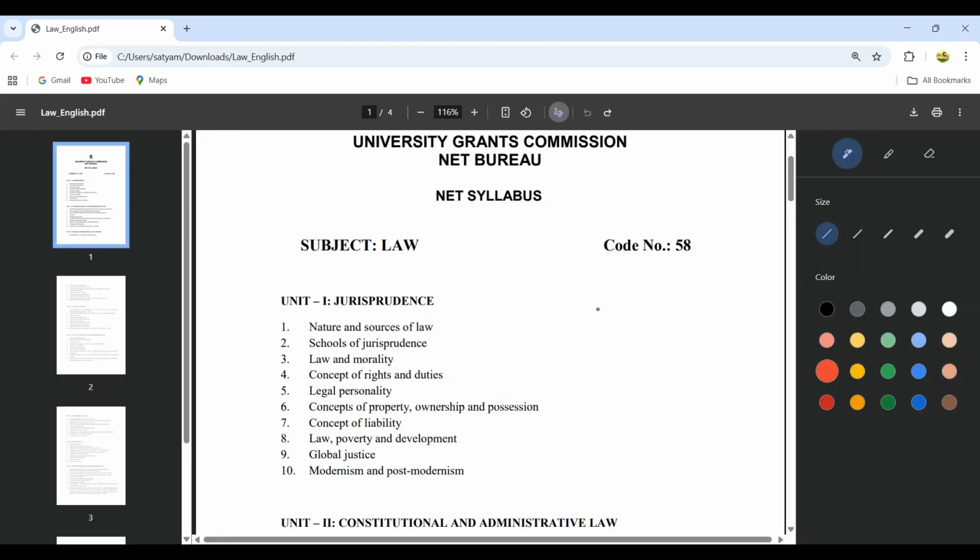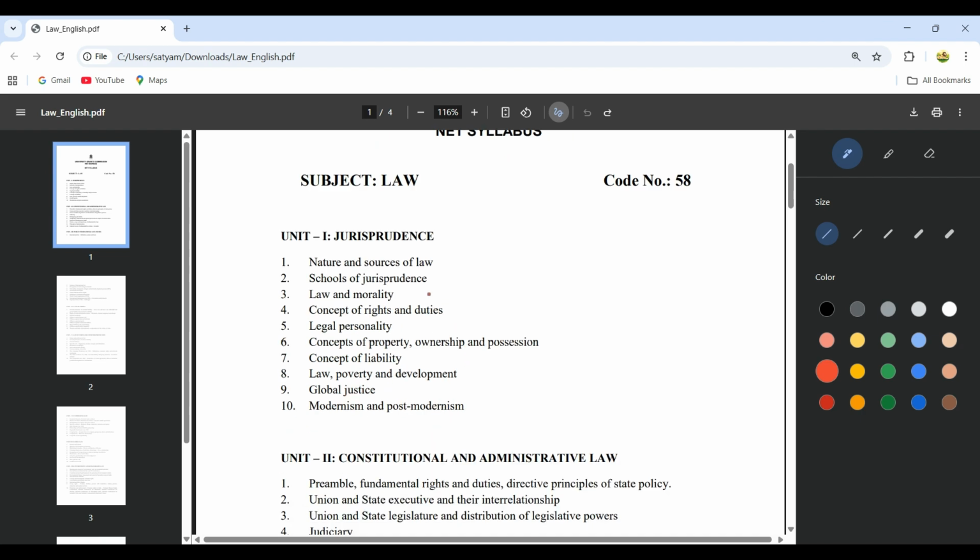Now we have almost 30 days left for the exam, less than a month. So we need to understand the important topics which can be relevant for us to score good marks for this particular exam. Now starting with the first unit, jurisprudence.